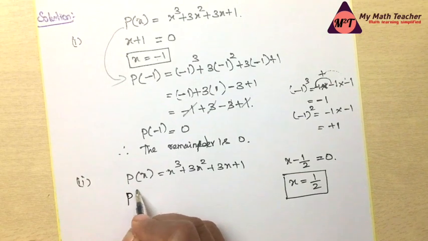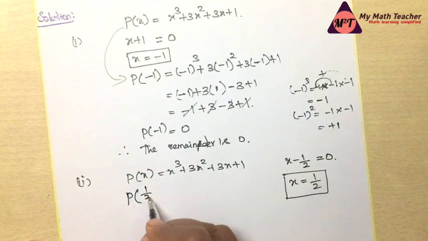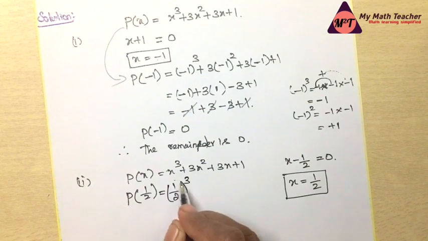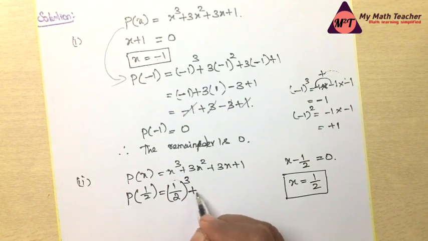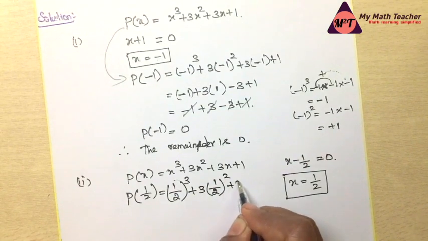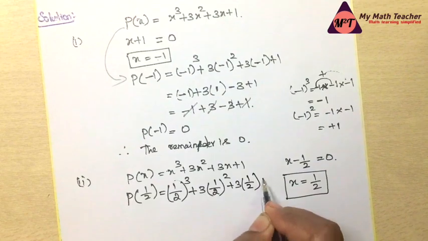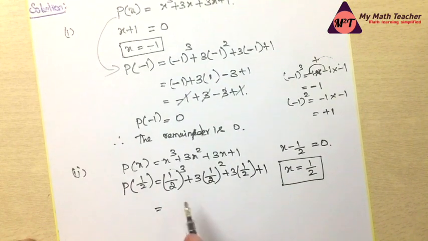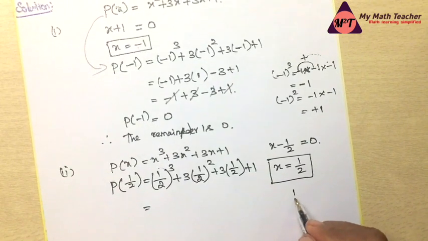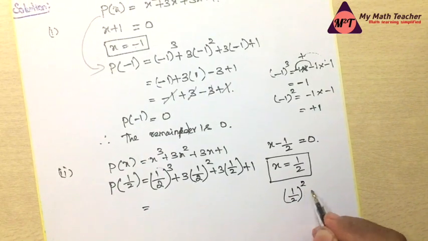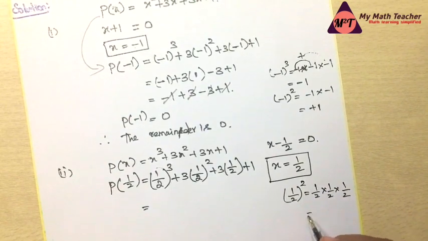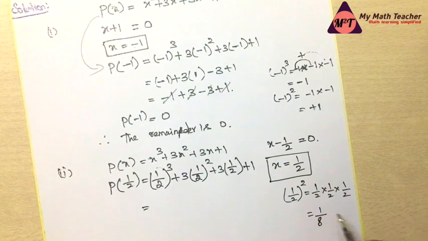So in the place of x, write 1 by 2, which is equal to (1 by 2) the whole cube. This is x cube plus 3 into (1 by 2) the square plus 3 into 1 by 2 plus 1. Now (1 by 2) the whole cube, so you have to simplify this. 1 by 2 is multiplied 3 times, which is 1 by 8.